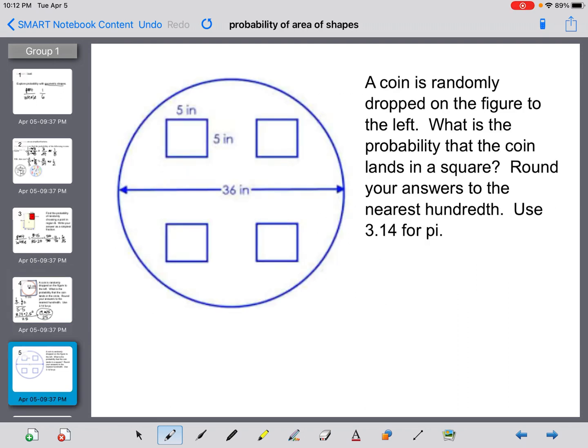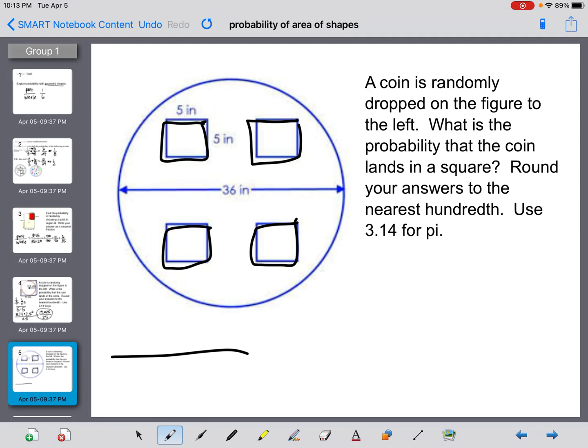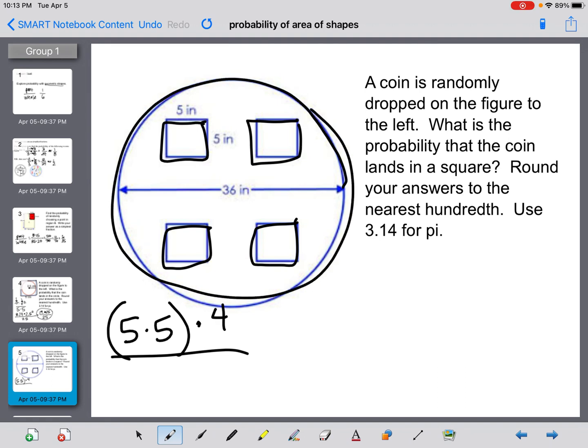What do I want this time? I want a coin that lands in a square. 5 by 5, 5 by 5, 5 by 5, 5 by 5. But wait, there's 4 of them, so I will multiply by 4. What's the whole shape? A circle. Pi r squared sounds like area to me. Go ahead and pause, do some calculating. What's going to go in for pi? What's going to go in for r? Go.